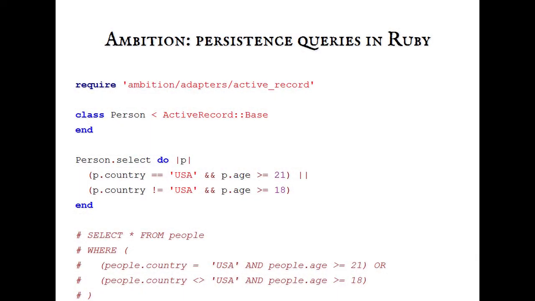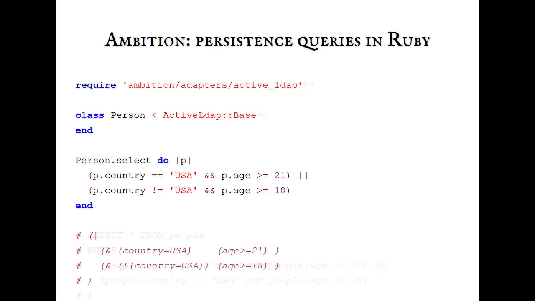This is a typical Ruby select query that says, give me all the people who can drink tonight. If they are American, well, too bad. But if they are not, then there's hope that they can be younger and drink with us. And what it does behind the scenes is turn that into this SQL query. But this is because we used the right adapter.